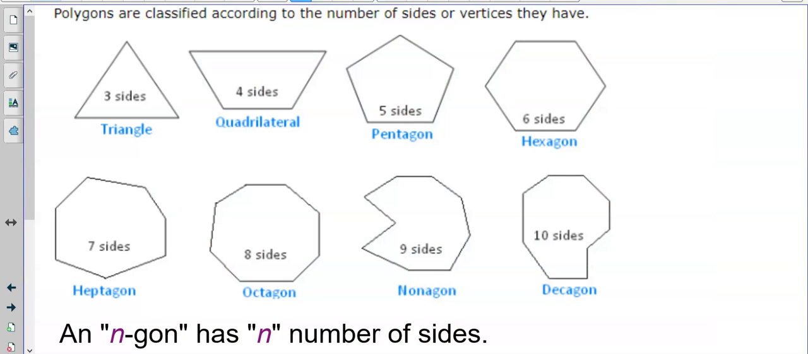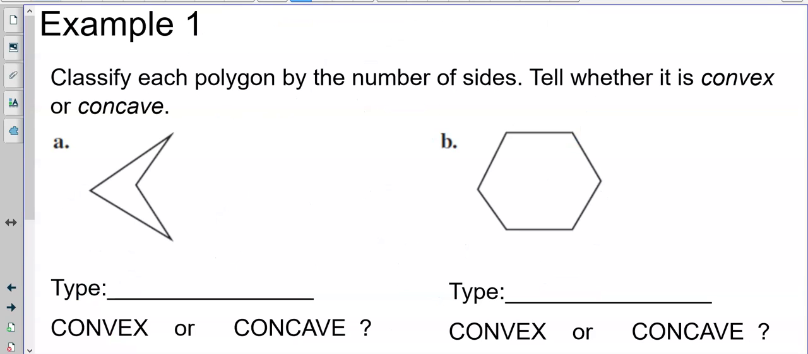All right. They're also classified by the number of sides. So, you know, triangle, quadrilateral, pentagon, hexagon. 7 is heptagon, 8 like an octopus, 9 is nonagon, and 10 is decagon, like decade. And anything above that, you can just call it n-gon and say how many sides it has. It has n sides. Or you can just use a number like an 11-gon or a 12-gon.